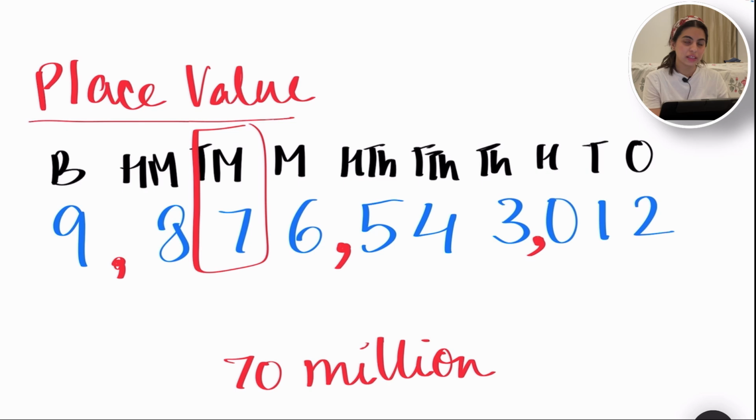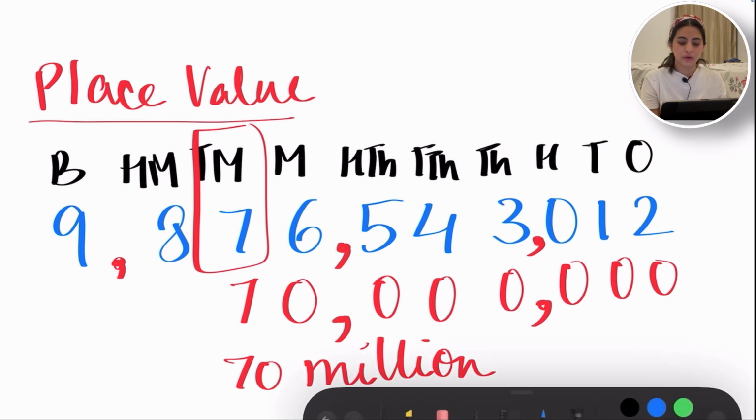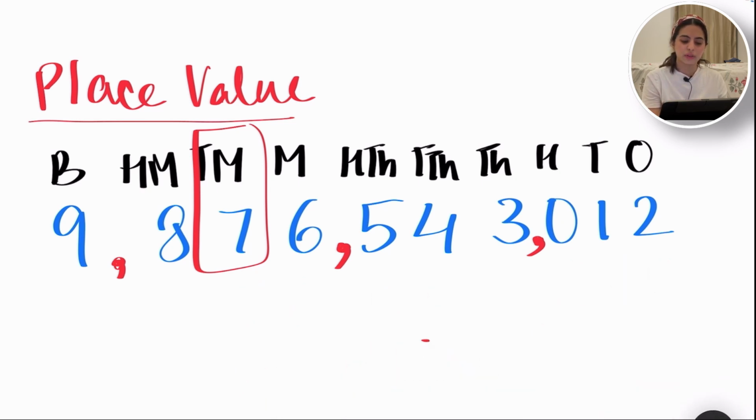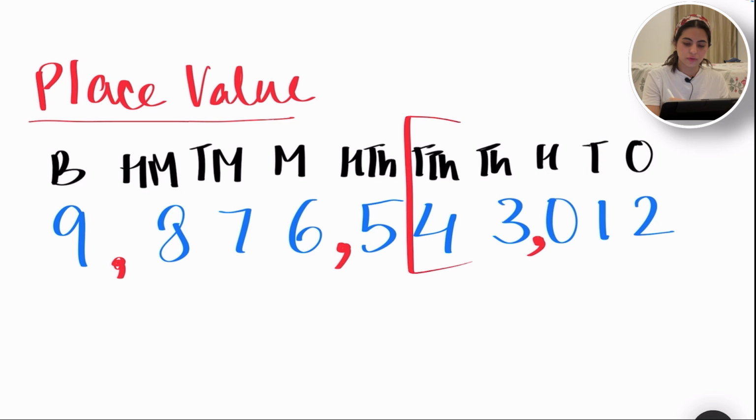If we have to write it in numerical form, 70, comma, you just have to copy the rest of the digits as 0 and just copy the commas. This is 70 million. If we have to find out the place value, let's take another one with tens in the place. So let's go with this 4. This is 4 ten thousands. 4 tens means 40,000.